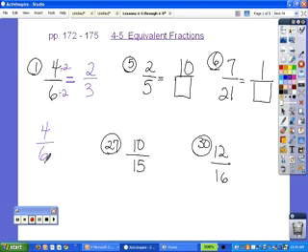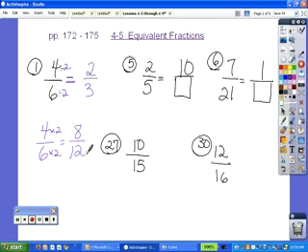I can also use multiplication. When I use multiplication to find an equivalent fraction, I may multiply the numerator and denominator by any number as long as it is the same number. If I choose to multiply them both by 2, I get 8/12. This is the second equivalent fraction to 4/6.